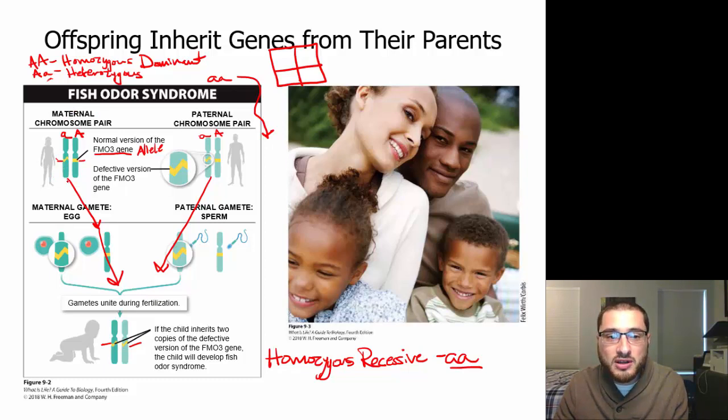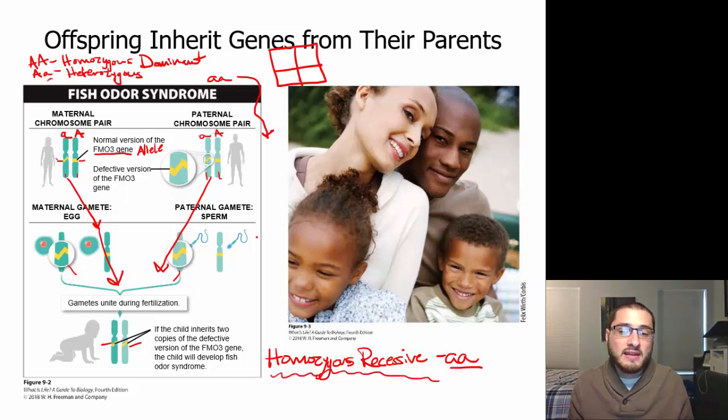They are contributing, because remember, when we talked about meiosis, everything's getting split up, and she can pass on either an egg that has this in it or an egg that has this in it, and he can pass on either a sperm that has this in it or a sperm that has this in it. So by chance, if a sperm with the recessive allele and an egg with the recessive allele come together, it's going to make this homozygous recessive organism that is going to show that fish odor syndrome.